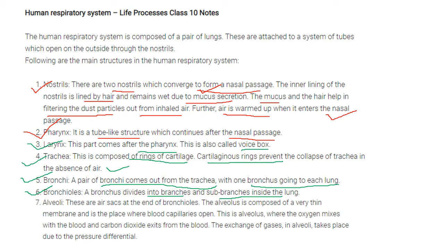And at the end of the branches the alveoli are present, and these are the air sacs at the end of the bronchioles. The alveolus is composed of a very thin membrane and is the place where blood capillaries open. That means blood capillaries are joined to the alveoli. Here the oxygen mixes with the blood and carbon dioxide exits from the blood. So the exchange of gases in the alveoli takes place due to the pressure differential.